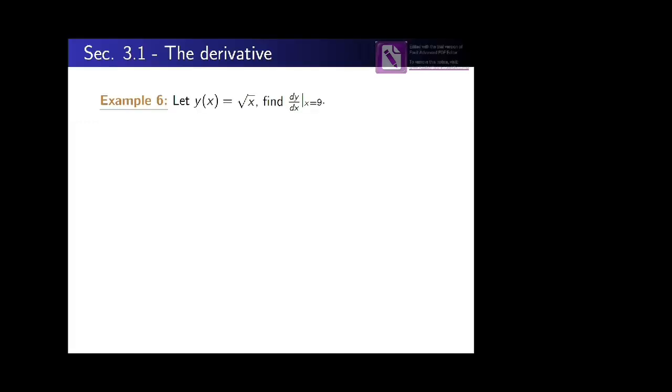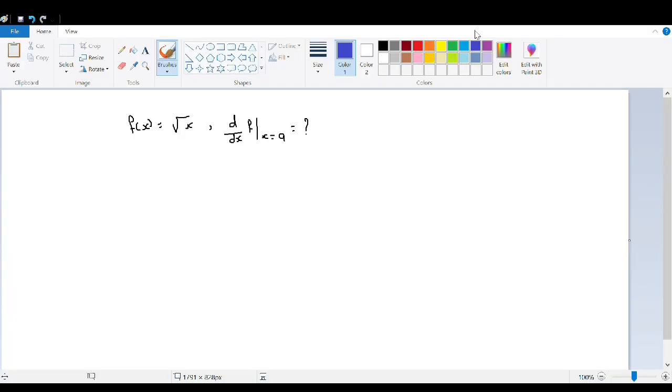So here we have example number 6. Let y equal root of x. Find dy over dx when x equals 9. Our function here is f of x equals root of x, and we need to find the derivative when x equals 9.